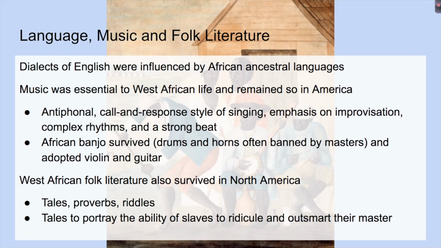Music will be very essential to West African life. It's going to remain so in America. We're going to have the call and response style of singing, an emphasis on improvisation, complex rhythms, a strong beat. You're going to have different instruments such as the African banjo that will survive, and then also the use of the violin and the guitar. West African folk literature is also going to survive in America. We talked about this in the first chapter.